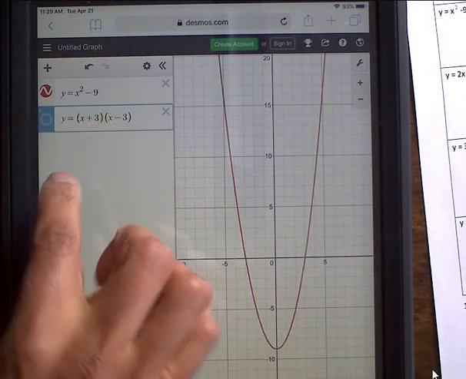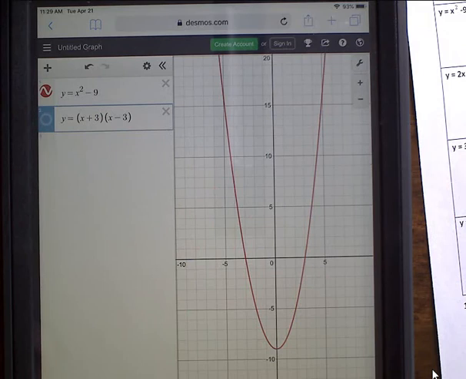So if I press over there, it takes that one away. There's the red one, and there's my second graph. All right, so on your sheet, it asks you to sketch the graph. So you're going to sketch your screen.